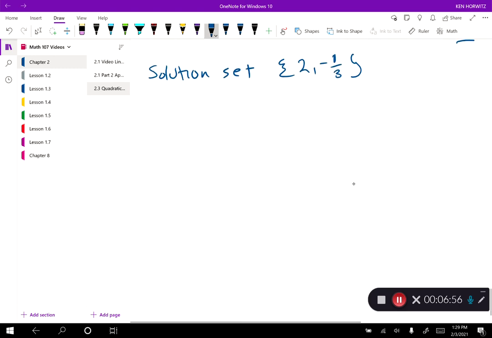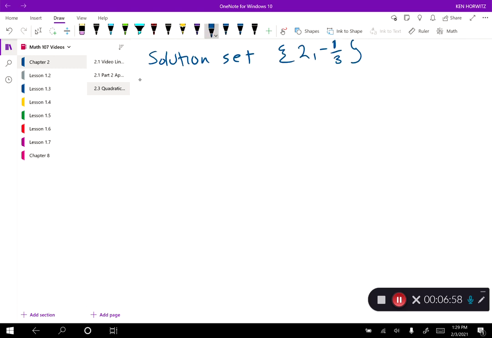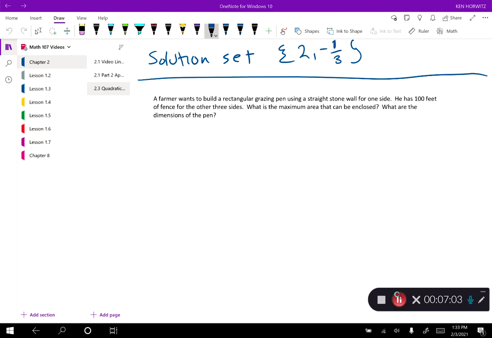So let's take a look now at an application. All right. A farmer wants to build a rectangular grazing pen using a straight stone wall for one side. He has 100 feet of fence for the other 3 sides. What's the maximum area that can be enclosed? What are the dimensions of the pen?